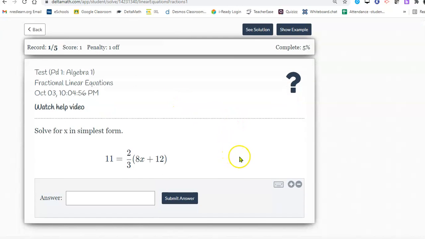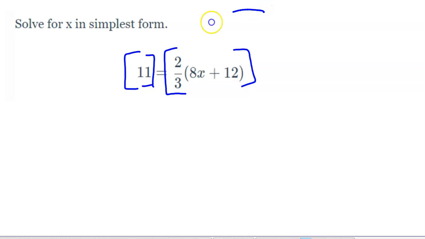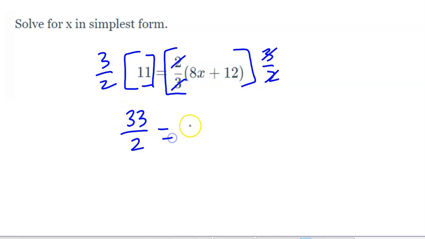11 is equal to 2/3 times the quantity 8x plus 12. Again, I'm going to use the same technique as I did the last time. And I'm going to multiply both sides. And what I want to multiply by is the reciprocal of that fraction, because if I multiply by 3/2, then that will result in a 1. So I'm going to get 33/2 on this side, and the quantity 8x plus 12 on that side.